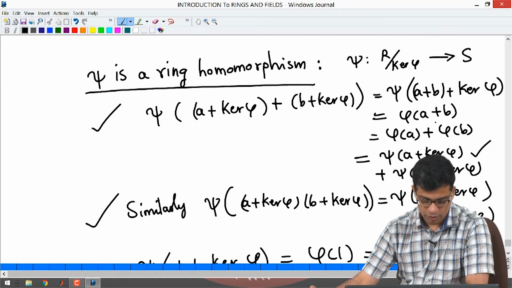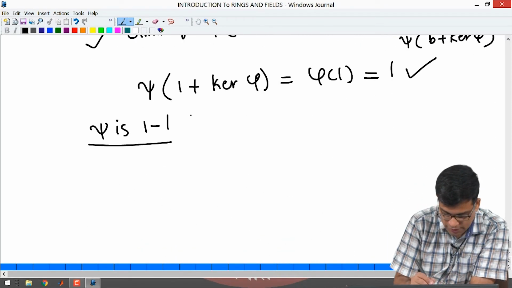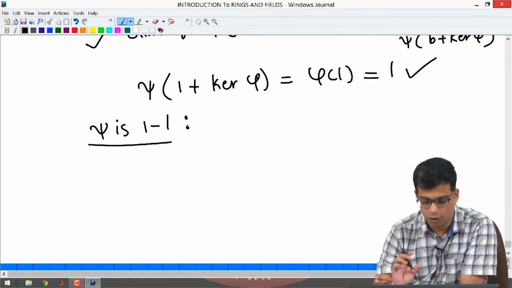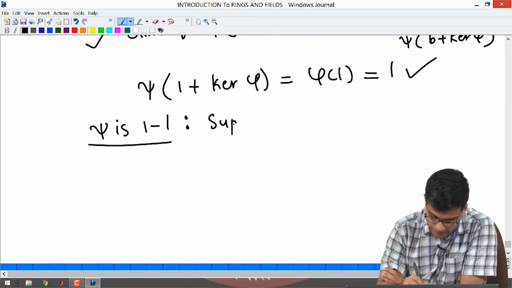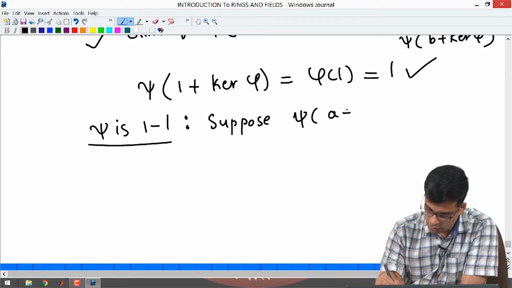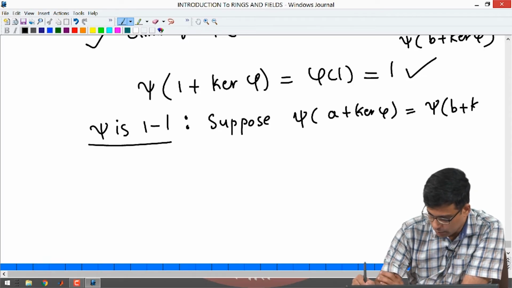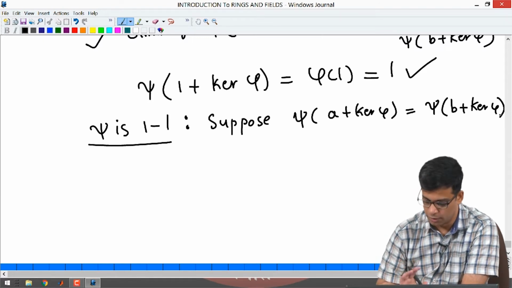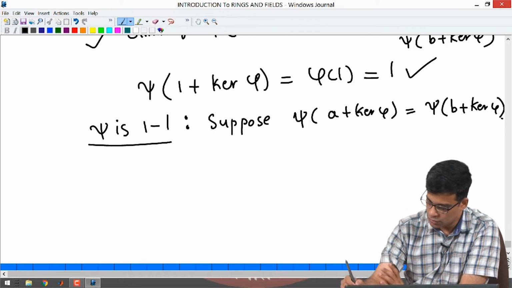So far we have a ring homomorphism. The next step is to show psi is 1-1, or psi is injective. Okay, so how do we show this? What does injectivity mean? If the images of two elements are equal, those two elements are equal. So, suppose psi of A plus kernel phi is equal to psi of B plus kernel phi. Okay, what am I interested in showing? I am interested in showing that A plus kernel phi is equal to B plus kernel phi.